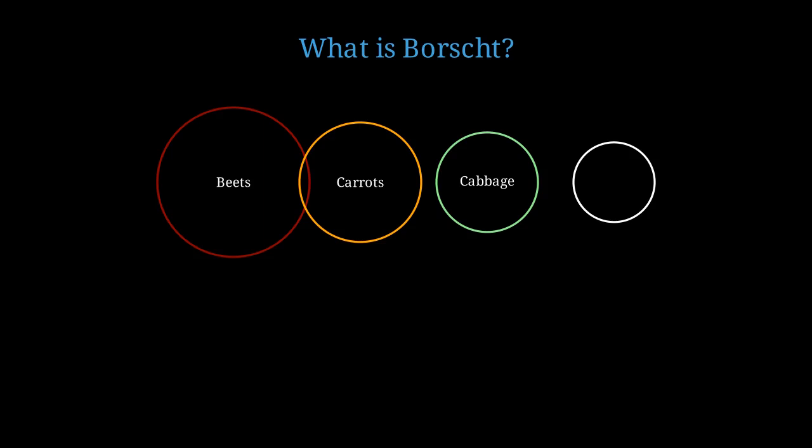First, let's understand what borscht is. It's a traditional Eastern European soup made primarily from beets, vegetables, and often meat. But more importantly for us, it's a complex system involving heat transfer, phase transitions, and chemical reactions. These are our main ingredients. Each one will undergo fascinating transformations as we cook.